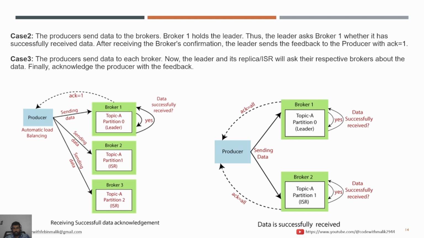Case 3: the producers send data to each broker. Now, the leader and its replicas/ISR will ask their respective brokers about the data. Finally, they acknowledge the producer with the feedback.